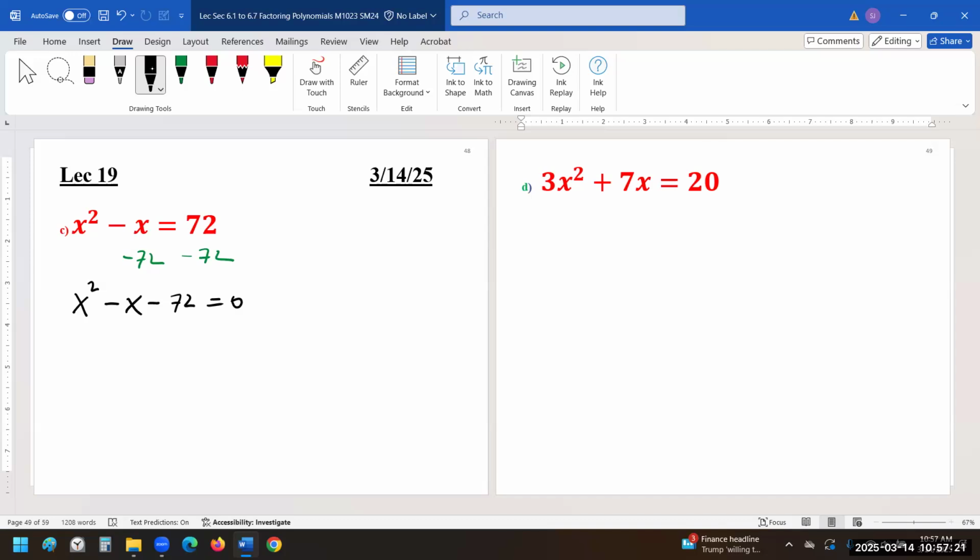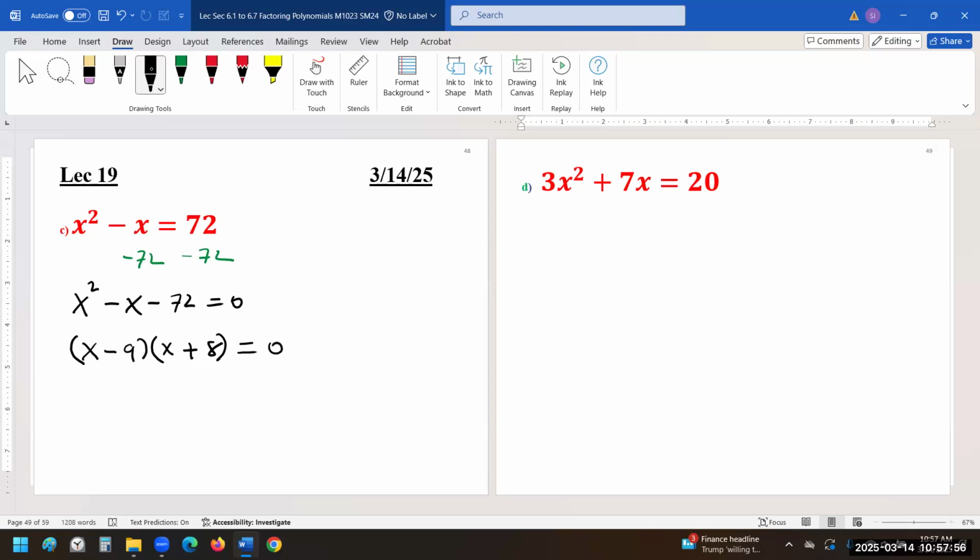We're gonna do that for the next one. So factor. We can factor directly because our x squared doesn't have any number in the front. Our a is 1. So can we find 2 numbers multiplied to -72 and combined to -1? Negative 9, positive 8. So negative 9 times 8 is negative 72, and negative 9 plus 8 is negative 1.